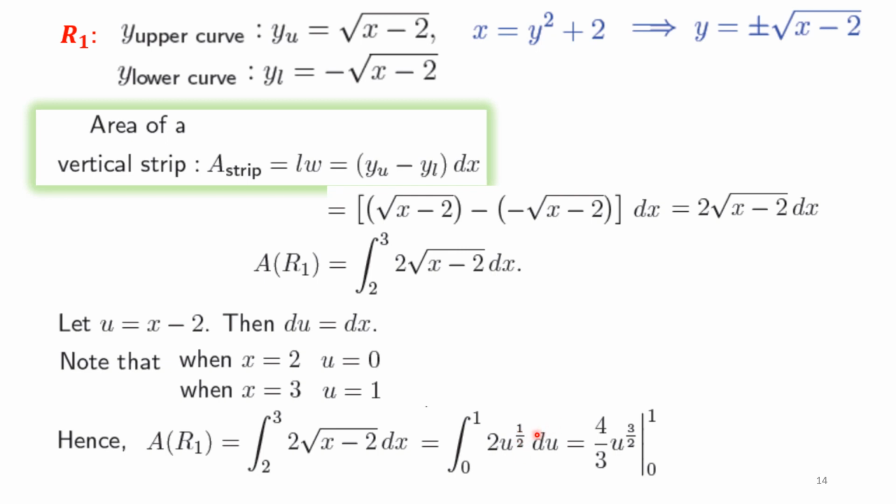1/2 plus 1 will give you 1/2 plus 2 over 2, so we'll have 3 over 2, all over 3 over 2. But since we have 2 times, when you have 3 over 2, you should have 2 over 3. So 4 times 2 over 3, evaluated now from 0 to 1. And that should give us the value, 4 over 3 square units. But that's not yet the answer because it's just region 1.